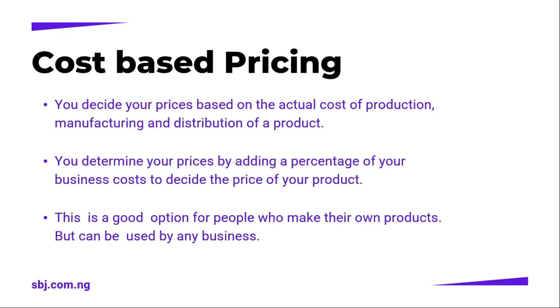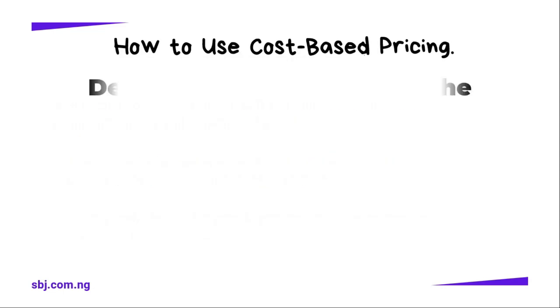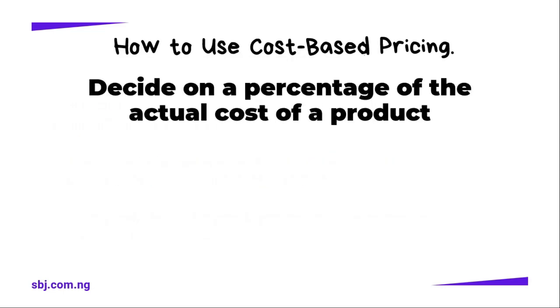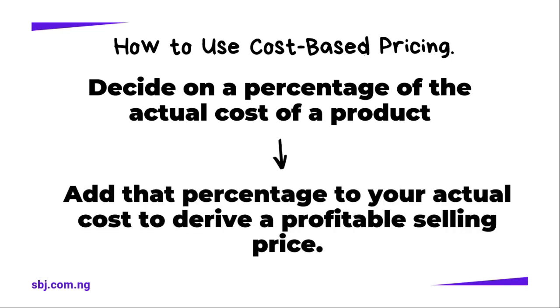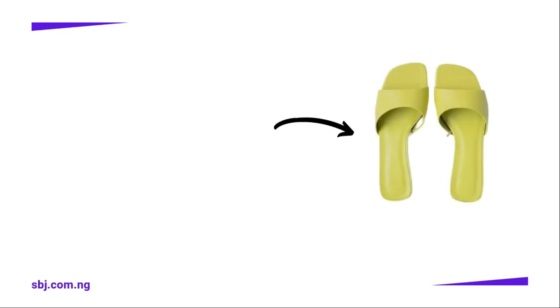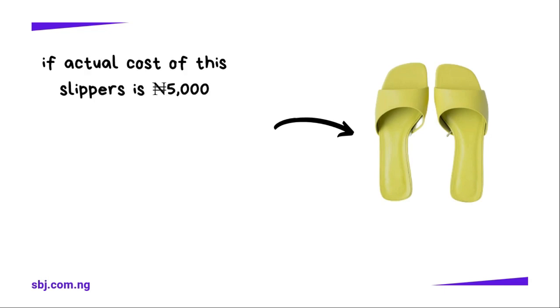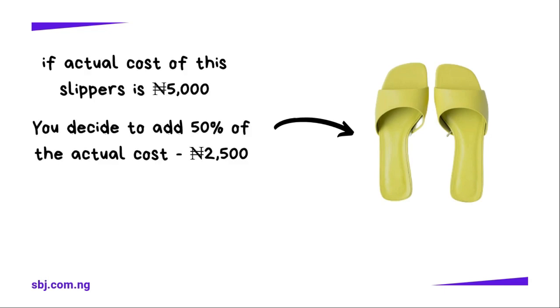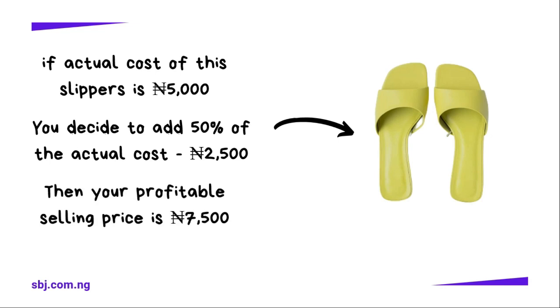So how do you use cost-based pricing? You simply decide on a percentage of the actual cost of your product and apply that percentage to your actual cost to determine your selling price. Simple, right? It's straightforward. So let's take an example. You see these slippers, beautiful. The actual cost of these slippers is 5,000 naira, and you decide to add 50% of the actual cost, that's 2,500, to it. That gives you a selling price of 7,500 naira.